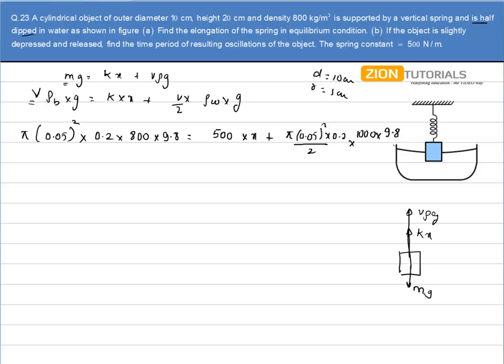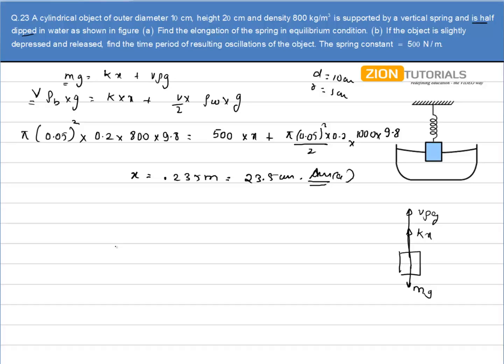Fine. So you have to solve this complete equation, just the calculation part, and you will get the elongation, that is the value of x, as 0.235 meters or 23.5 centimeters. Right, that's the answer for the first part.